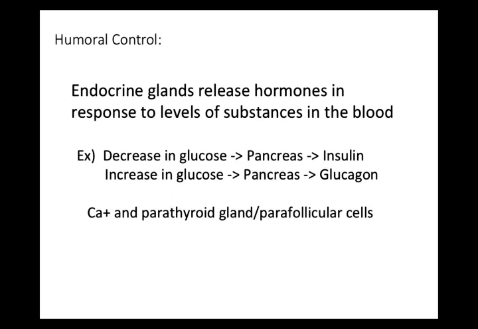Endocrine glands in humoral control respond to substances or levels of those substances directly in the blood. So increase of glucose, decrease of glucose, the pancreas detects that in the blood directly, and that leads to the release of insulin or glucagon, depending on what is needed. We also talked about the parathyroid gland, the parafollicular cells, and how they mediate calcium. That should be calcium 2+, sorry, and those levels, calcium 2+, are detected directly in the blood. So the levels of those substances in the blood are direct.